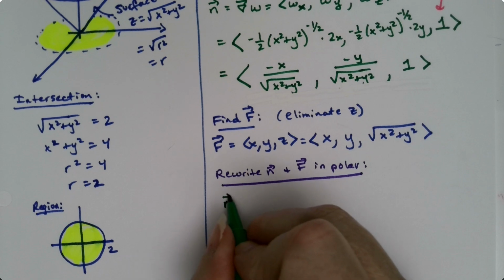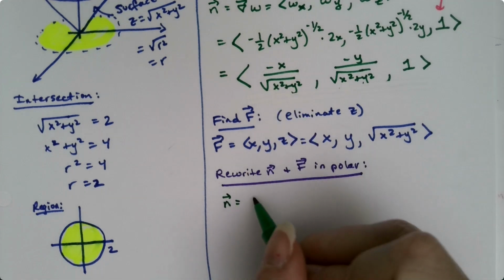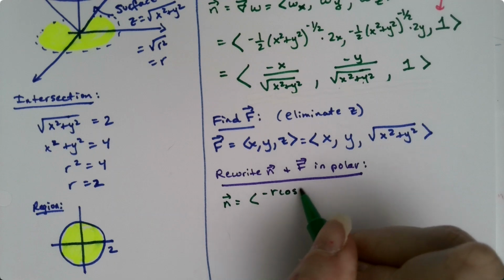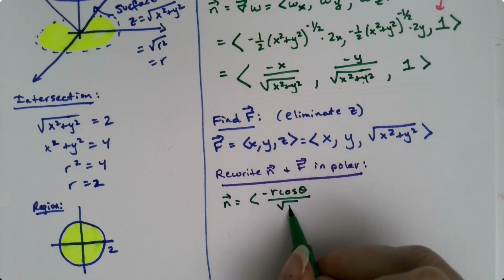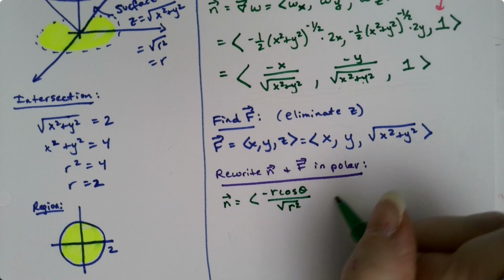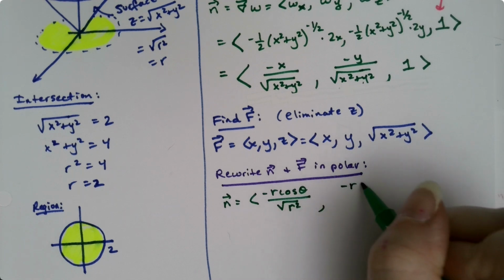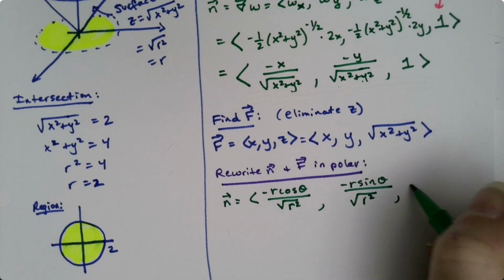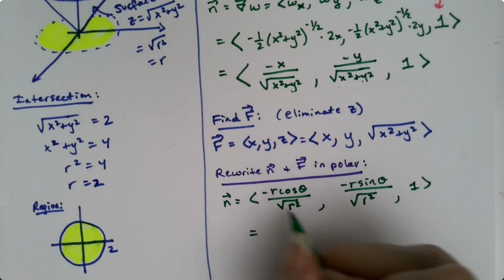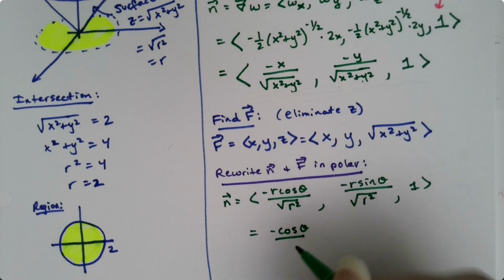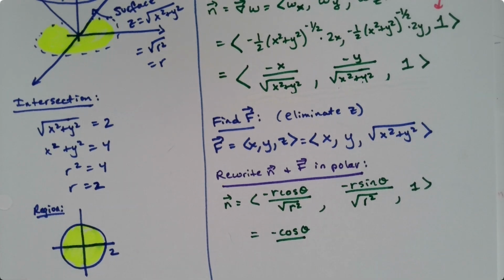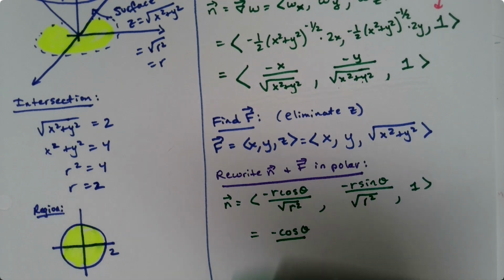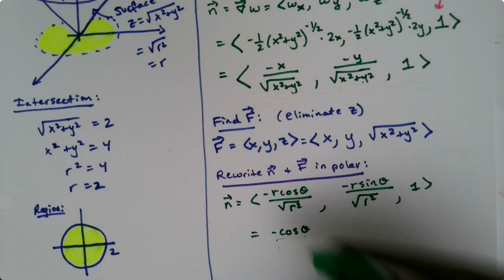So the normal vector would become negative r cosine theta over the square root of r squared, which is r, and then negative r sine theta over the square root of r squared, and 1. So that's just going to be negative cosine of theta. The r's would cancel because this is the square root of r squared, which is r. So it's negative cosine of theta, negative sine of theta, and 1.